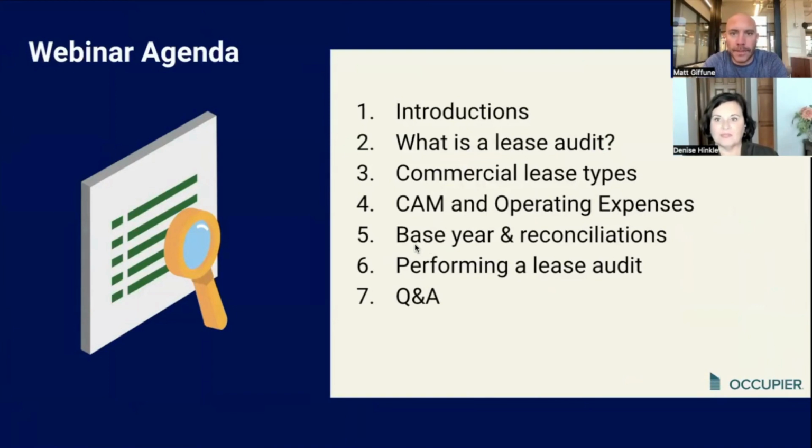We'll go through all the definitions of CAM and operating expenses, as many under the sun that we can cover. We'll talk about how base years work and how you can actually reconcile the landlord's expenses to the expenses that you've actually been charged. And then we'll go through the nitty-gritty of how you actually perform that audit. We'll leave some time at the end for Q&A.